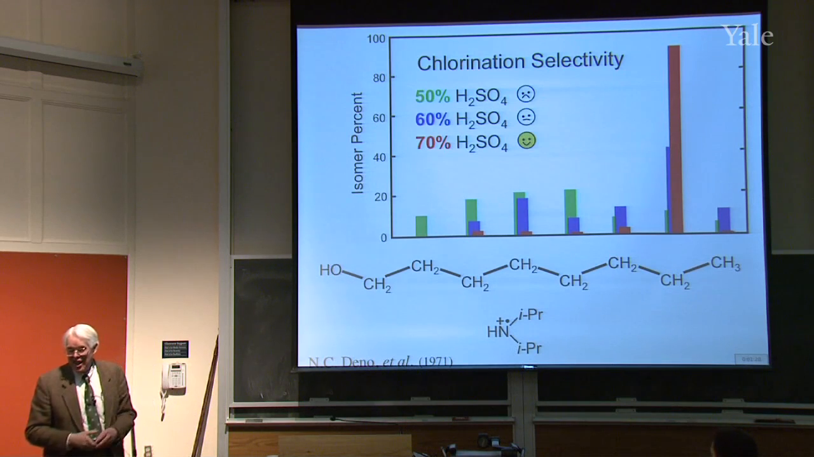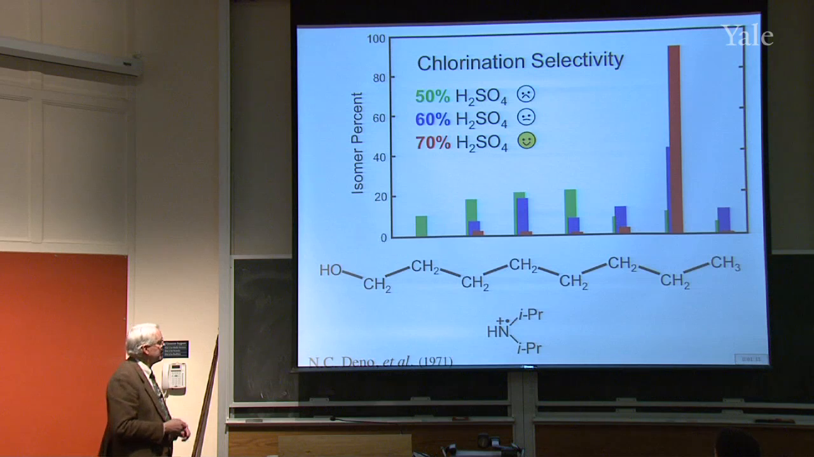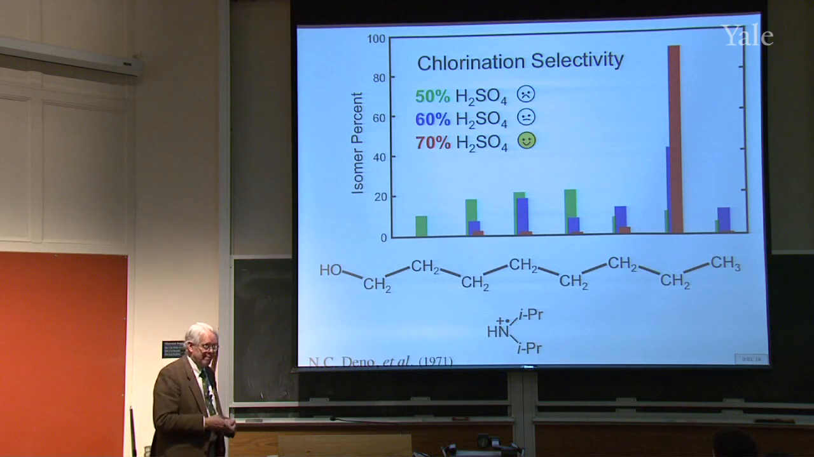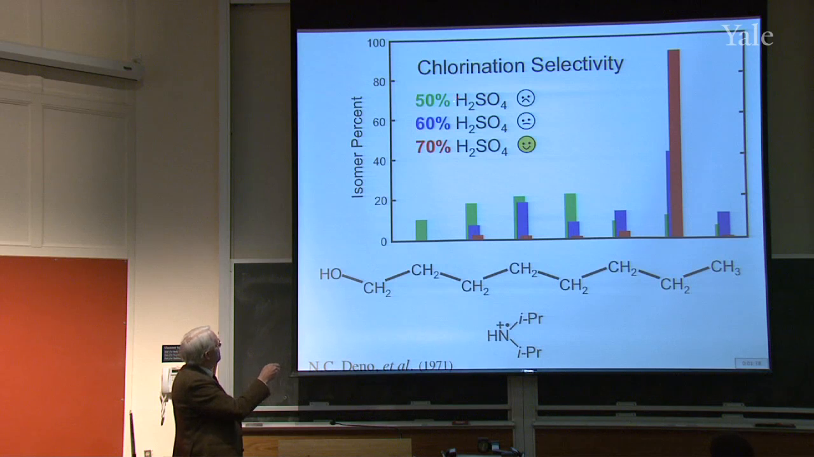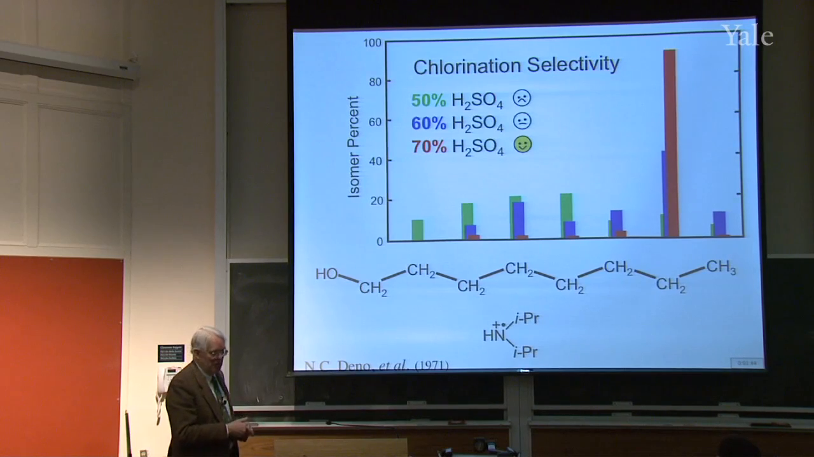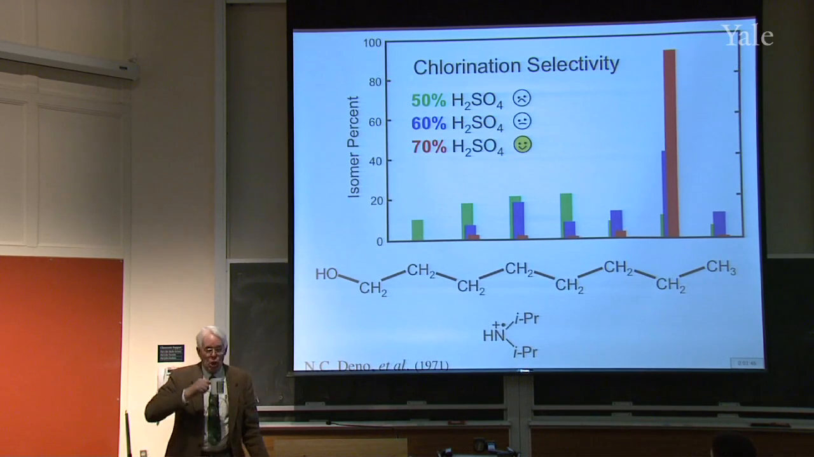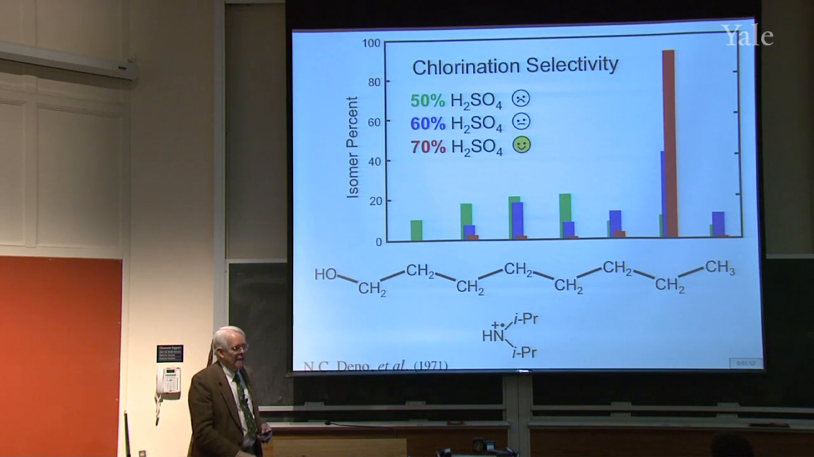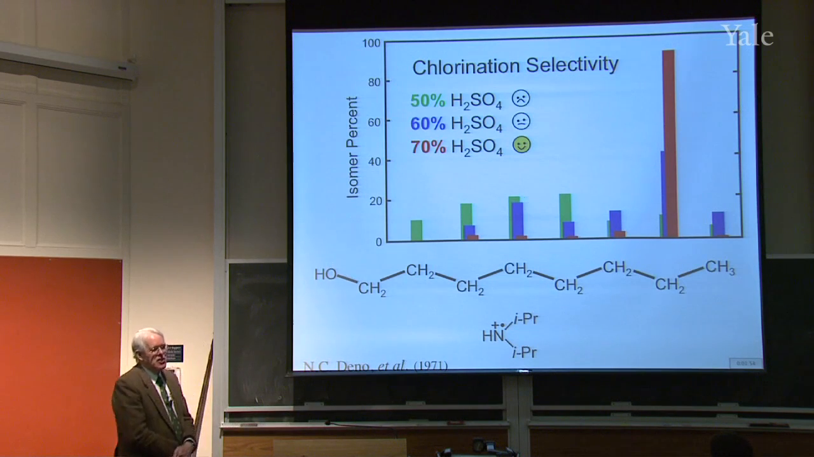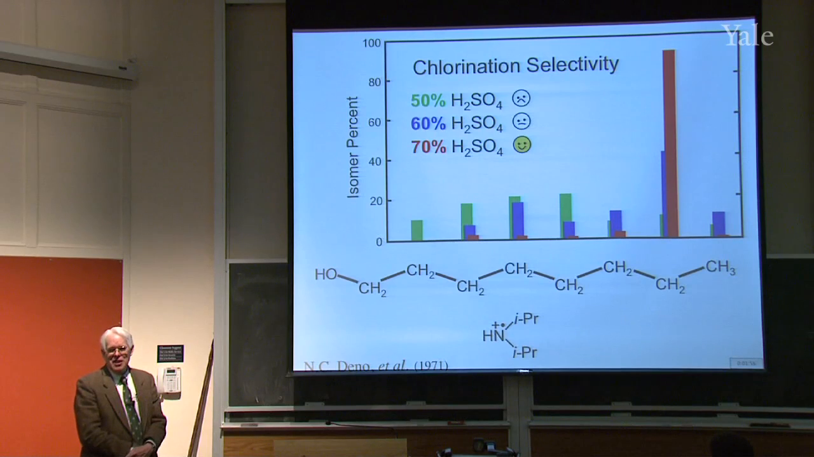See the advantage of that, obvious, in synthesis. Why? Notice 50 and 60% didn't make much difference, a little difference, but going to 70% really zoomed up on that one. So why does changing the acid concentration influence the selectivity?